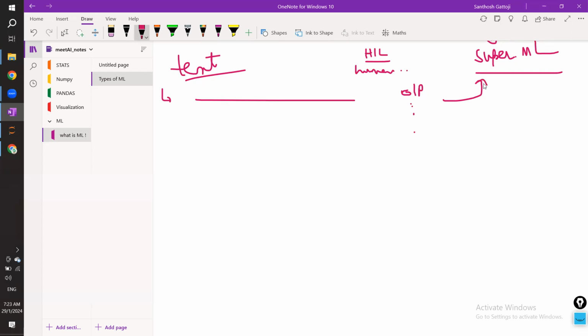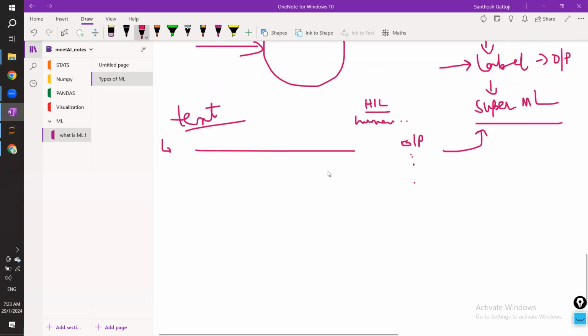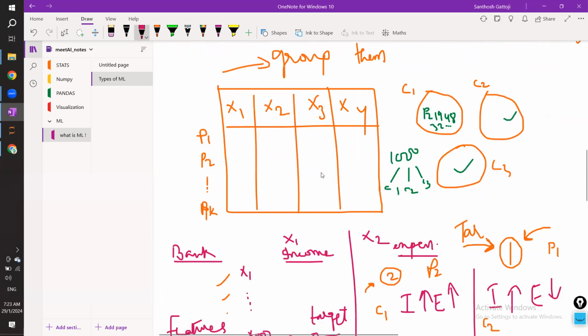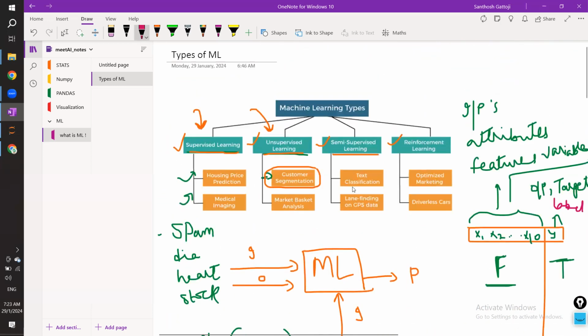So what type of algorithm can we use on this? Fine. That's about semi-supervised learning. It's kind of like the text classification which I was just mentioning, a similar example which I was working upon. But is the idea of semi-supervised clear, guys?